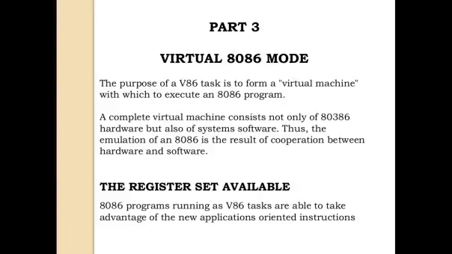In this video we will see what is the virtual 8086 mode of processor 80386. Virtual 8086 mode, as its name suggests, means 8086 programs can be executed on the 80386 processor. 80386 is a 32-bit processor, whereas 8086 is a 16-bit processor.